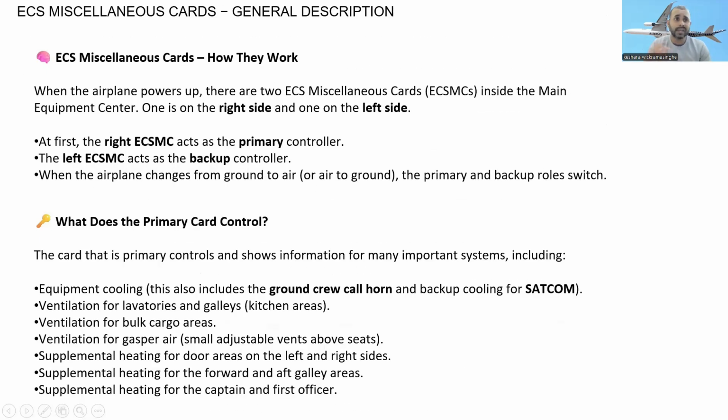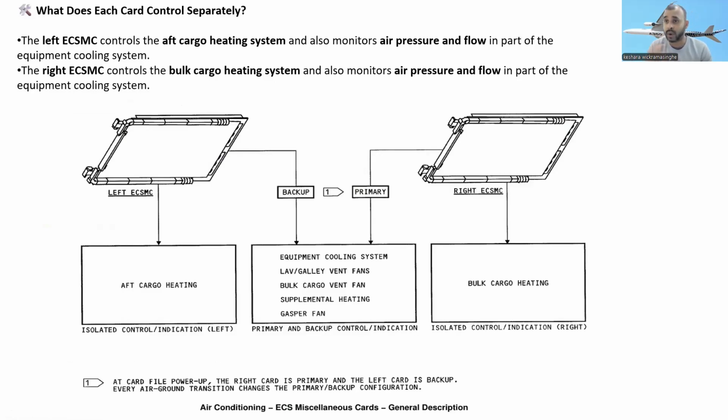So now, what does each card control separately? The left environmental control system miscellaneous card controls the aft cargo heating system. Remember, the left one controls the aft cargo system and also monitors air pressure and flow in part of the equipment cooling system. And the right ECS-MC controls the bulk cargo heating system and also monitors air pressure and flow in part of the equipment cooling system.